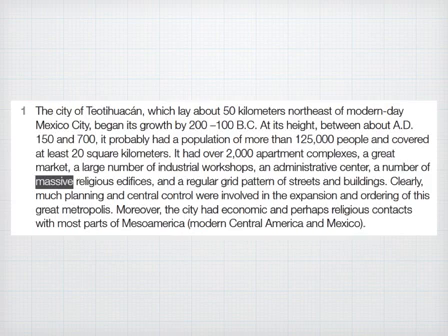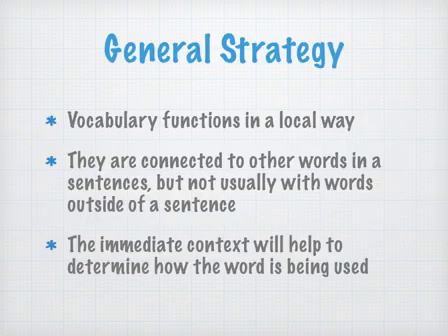So we can see as we look down, the word massive is actually highlighted. The sentence is a pretty long sentence actually. We can see a number of massive religious edifices and a regular grid pattern of streets and buildings. That's the end of the sentence there. So let's take a look at some general strategies that we can use in solving these types of questions.